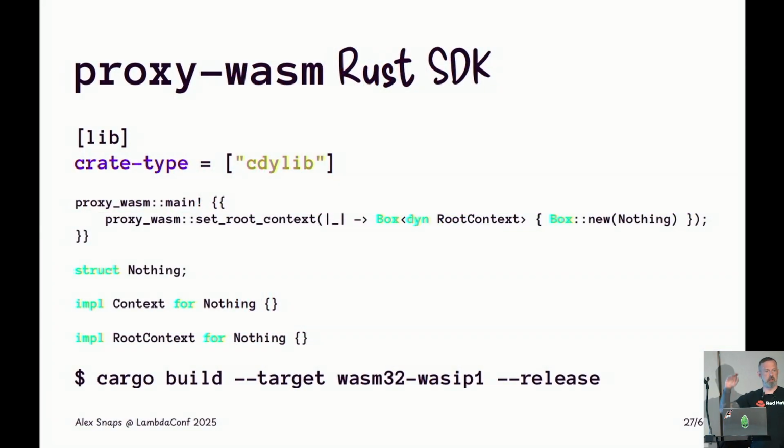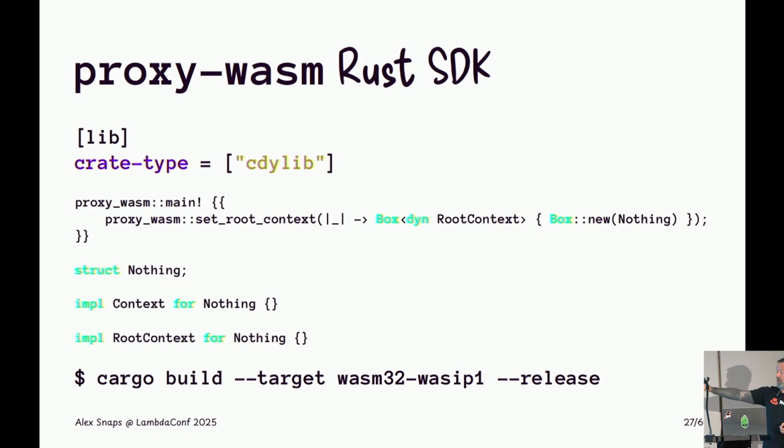So who here writes Rust or has written any kind of Rust? Okay. So this is a bit of a chaotic slide, but chaotic good. So the first part, as you see there, the lib crate-type equals cdylib, is actually what you need to put in your Cargo.toml to write any kind of Wasm extension to Envoy.